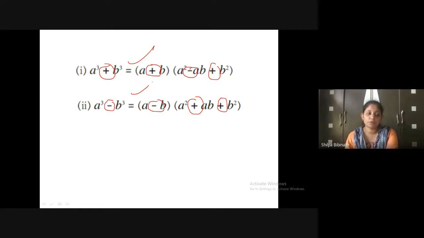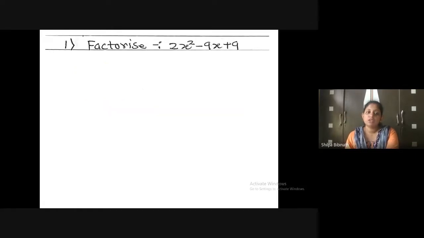So let's solve a few problems. Now here, if you find such an expression, how do you find the factors for it? 2x square minus 9x plus 9. How are you going to find out? Here, first check whether anything can be taken common. Is there anything common in all these three terms? 2, 9, 9. No, nothing is there. 9 is not divisible by 2 and 2 is not divisible by 9 or 3. So we will solve.